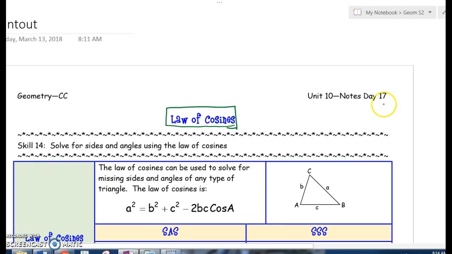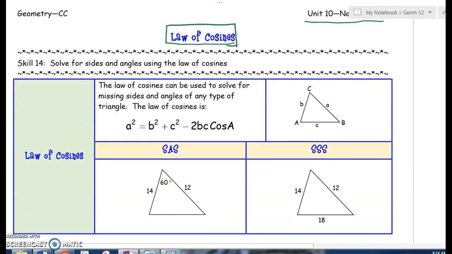So, let's get to the law of cosines. We get to do day 17 notes today. Tomorrow will be a review day, so if any of this doesn't make sense, we can go through it then. And don't forget you have a quiz Thursday, but it's open note, so make sure you're taking these notes. We've got law of cosines.